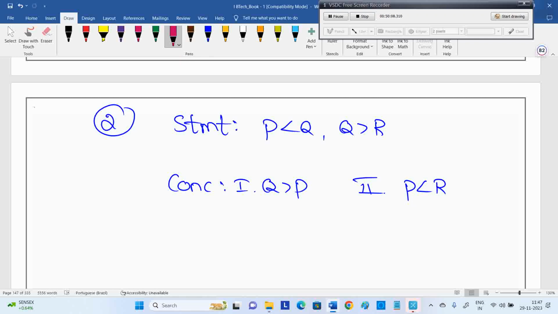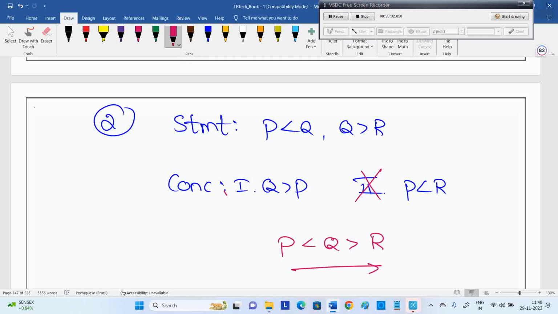First thing, put it into one equation: P less than Q, Q greater than R. Between P and R, is there any common symbol throughout the path? No. So P less than R is wrong. I'll show it in a diagram also, don't worry. This is between P, R and P, Q.